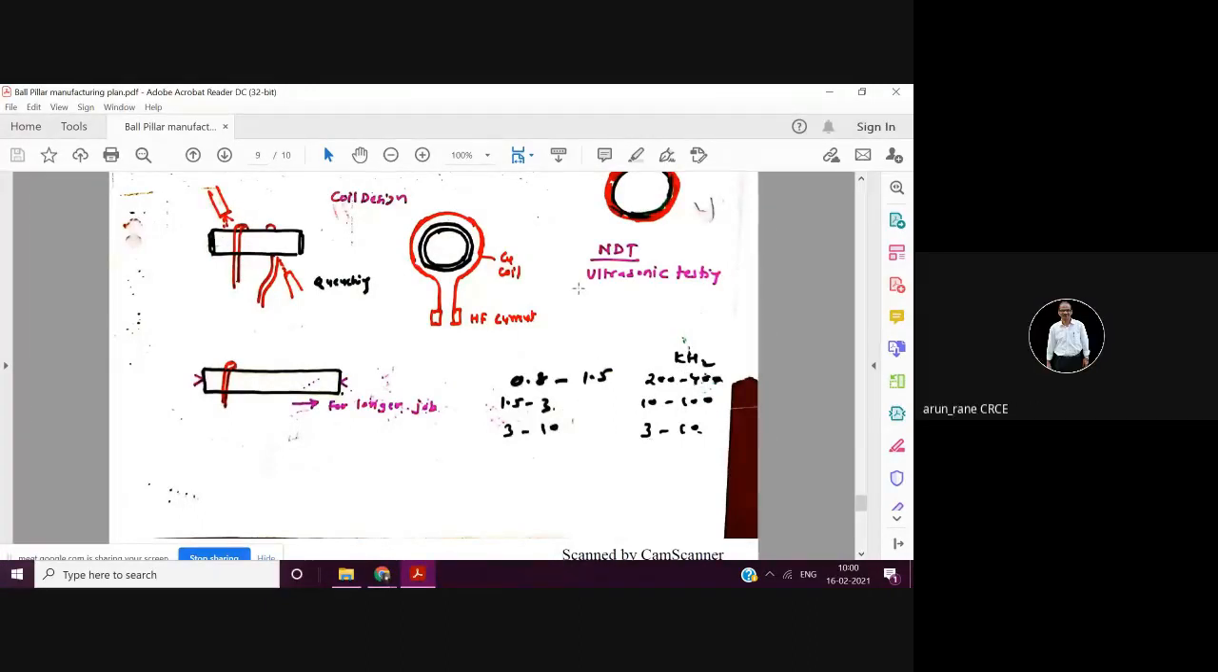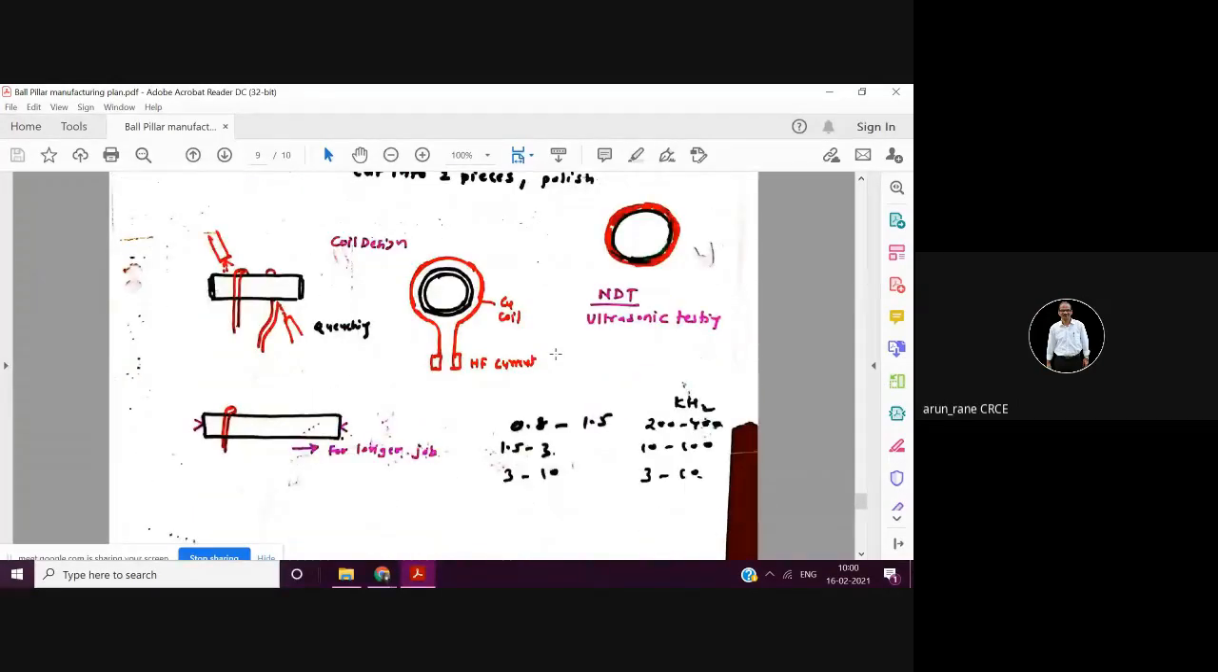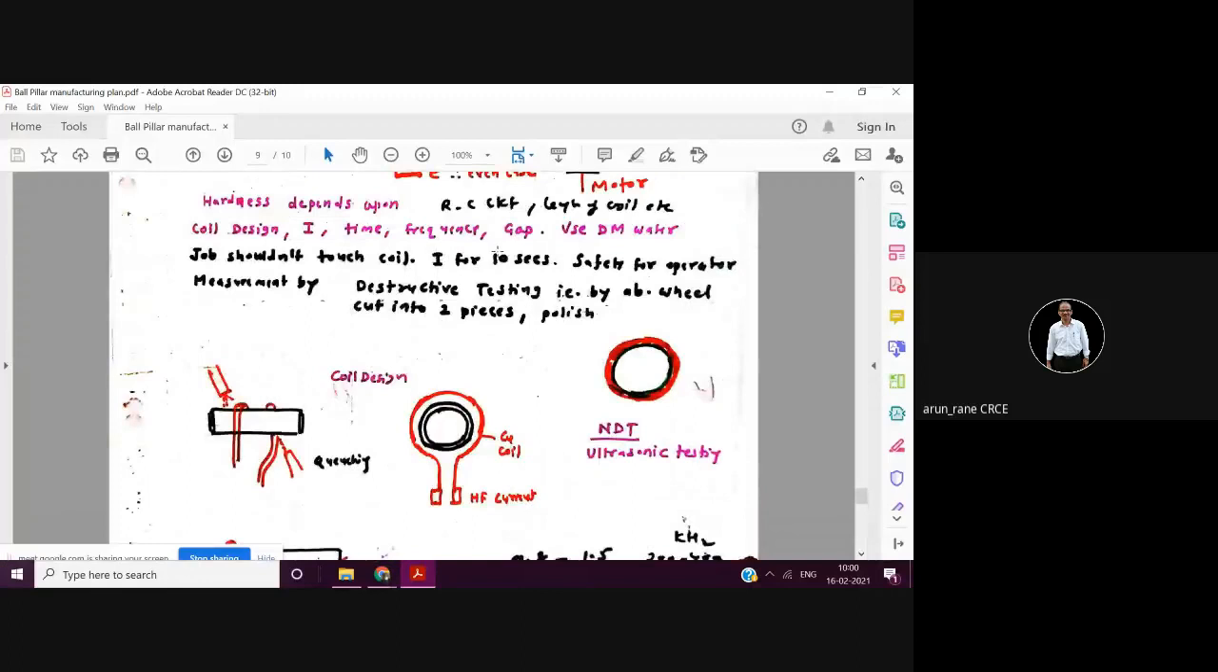This is a mathematical model. It's a proven model that if the frequency is reduced, your case depth will increase. Sir, is there an equation relating frequency and current? Yes, you have a model available for this induction hardening, a mathematical model. I can share it with you. It is a function of current, resistance, temperature, and frequency.